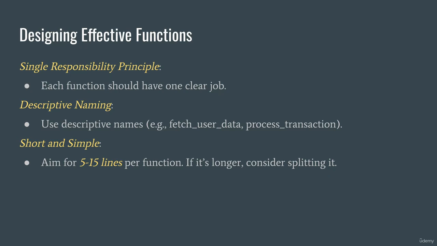Also, give your functions descriptive names like fetch_user_data or process_transaction, so their purpose is obvious. Finally, try to keep functions short and simple. Aim for about 5 to 15 lines. If your function starts getting longer than that, it might be time to split it into smaller, more manageable pieces.